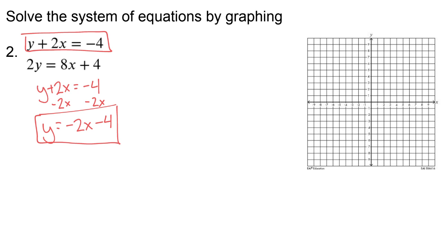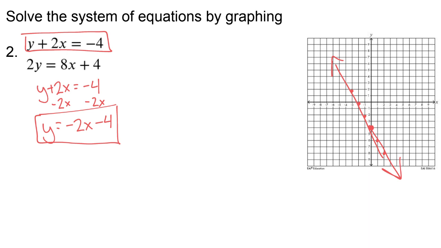It has a y-intercept of -4, so that's where I'm going to start, and it has a slope of -2. So we're going down 2 and over 1, down right negative, or we could go up 2 and then over -1. It's going to look like that. Everything along that line will work for that first equation.